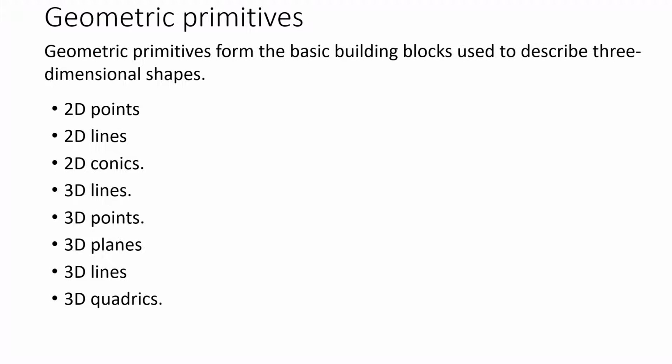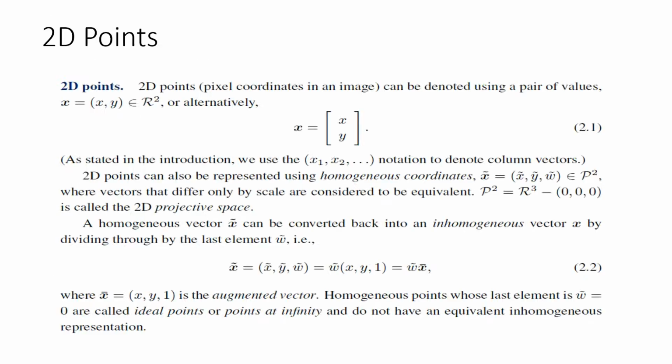In this video we are going to see about geometric primitives. Geometric primitives form the basic building blocks used to describe three-dimensional shape. So in this video we are going to see only the 2D geometric primitives, which are 2D points, 2D lines, and 2D conics. If you are aware of computer graphics, then you might have heard of 2D points, lines, and conics. If not, let us see in detail.